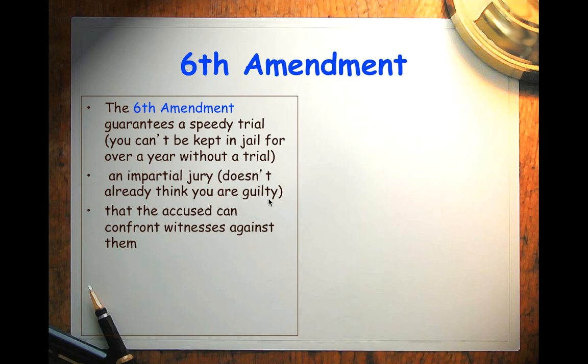The accused can also confront the witnesses against them. The person being accused and their defense lawyer get to ask questions of the witnesses. The number one thing that you're going to want to get down here is the speedy trial. That's a big one. Impartial jury. And that the accused must be allowed to have a lawyer. They can't just throw you on trial without giving you the chance to have a lawyer. Go ahead and pause the video now and get down a couple of these bullets for the Sixth Amendment.